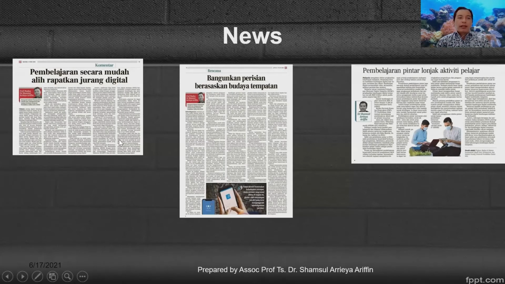Normally for commentar, the words I use are around 600 to 700 only. For rencana, it is larger. It covers the whole, for example, ecosystem, the whole system, or the whole research. So I will write for rencana. This rencana was published last year. It's regarding developing software that is based on the local culture. So this is also about my research.